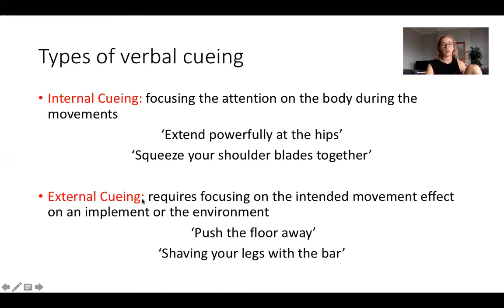And external cueing is where it requires focus on the intended movement effects on an implement or the environment. An implement could be the barbell, a kettlebell, or the floor. Examples of this would be push the floor away, or another one is trying to shave your legs with the bar. So not thinking about your body, but thinking of something outside.